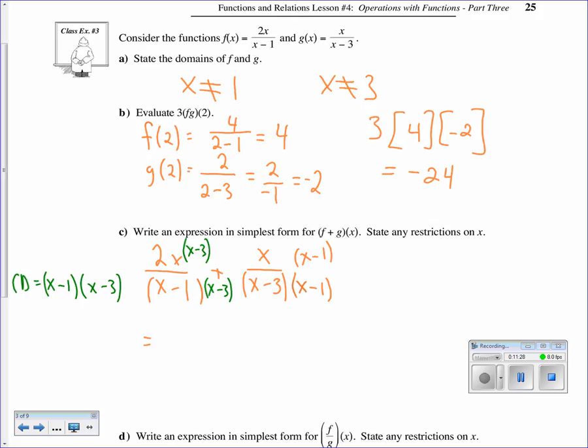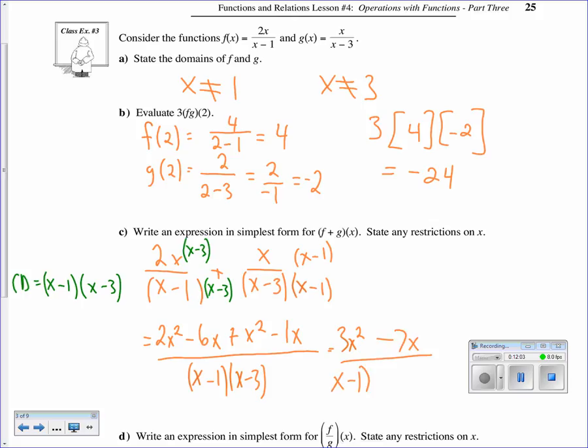So in the denominator, I'm going to have that FOILed result, x minus 1 and x minus 3. And in the top, I've got to do a little bit of foiling. So 2x squared minus 6x. And to that, I have to add x squared minus 1x, which simplifies on the top to 3x squared minus 7x over that denominator of x minus 1 times x minus 3.